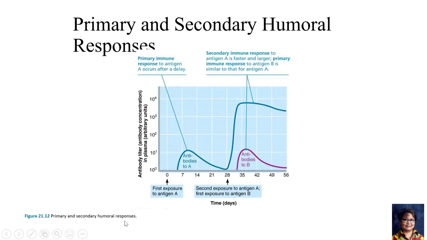This is actually the amount of antibodies on the first few days on the first exposure, but on the second exposure to antigen A and the first exposure to antigen B. So this one here is already the secondary immune response, which is really nice and quick. This is a primary immune response to antigen B that occurs after a delay. All right.